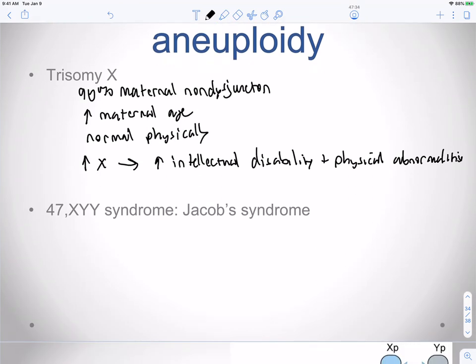And then as you increase the X's, you can also start to have physical abnormalities. Now, 47XYY syndrome, which is Jacob syndrome. This is, again, taller. Mild IQ reduction. When they took a sample of prisoner populations, they found Jacob syndrome was overrepresented in prisoners' populations. It doesn't seem to be linked to violent behavior, but it is linked to ADD. So attention deficit disorder, hyperactivity, learning disorders.